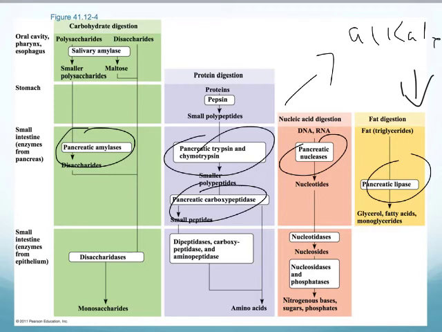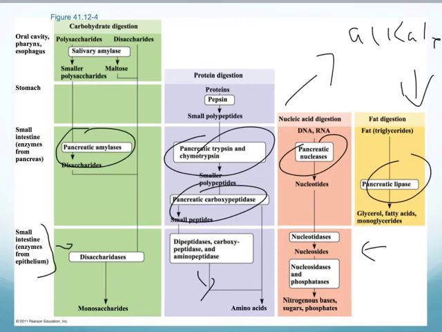So the pancreas gets credit for most of the digestion. The small intestine itself does actually add to this process. There are enzymes that will be used to help with disaccharides, and also continue the breakdown of the smaller and smaller polypeptides into amino acids. Those all come from the epithelial cells of the small intestine.